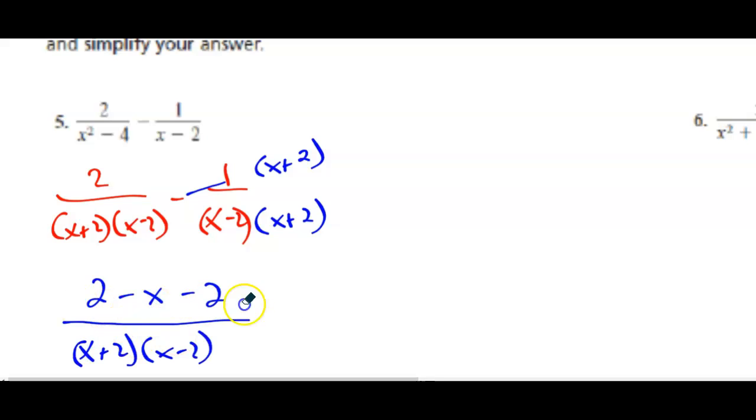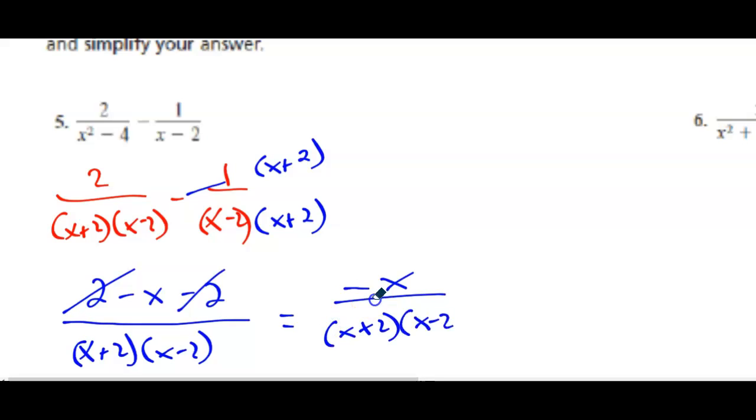Now we simplify the top. 2 minus 2 is 0. So you just have negative x all over (x plus 2)(x minus 2). And there we go.